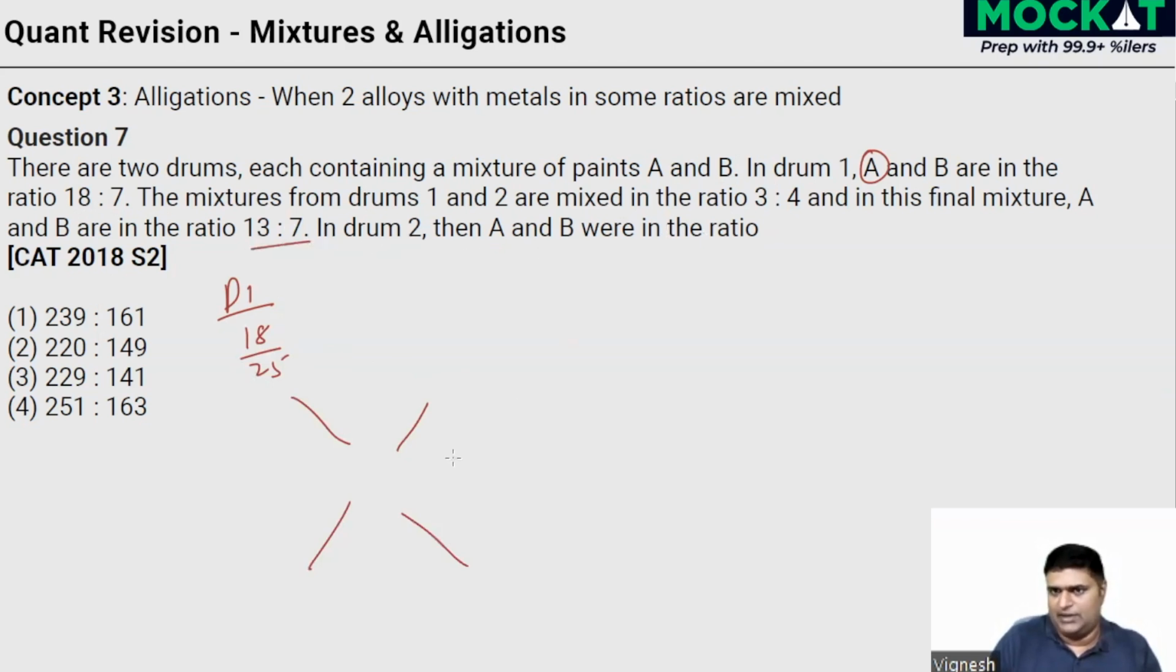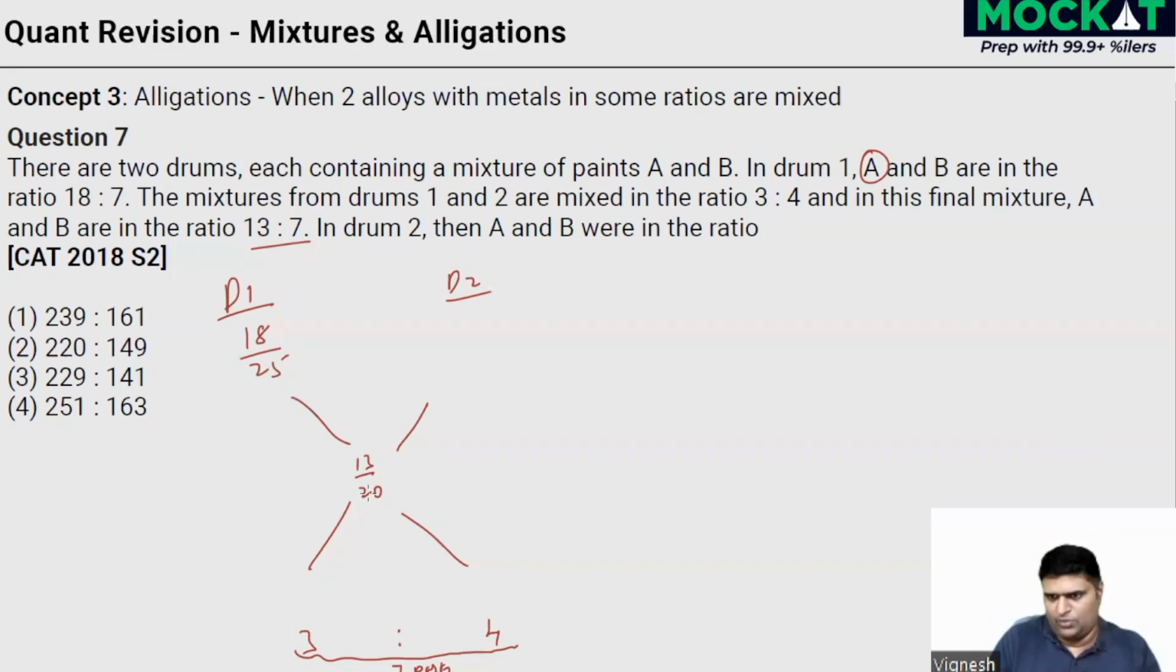Finally, I'm getting 13:7. So 13 by 20. I have to look at A as a portion of total. And in what ratio am I mixing drum 1 and drum 2? That's 3:4. So I'll write a 3:4 over here. That's a total of 7 parts. Now, I want this to be 4 parts.